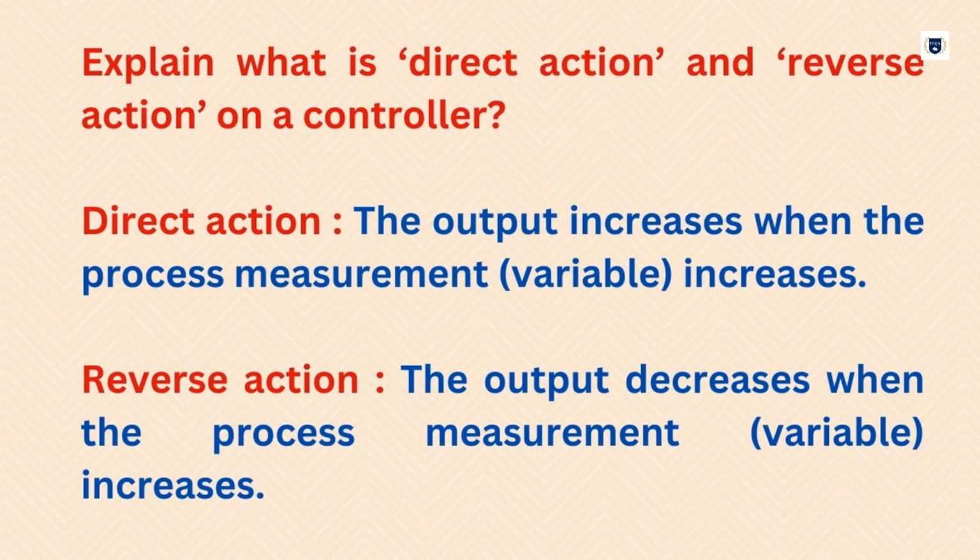Explain what is direct action and reverse action on a controller. Direct action: the output increases when the process measurement variable increases. Reverse action: the output decreases when the process measurement variable increases.